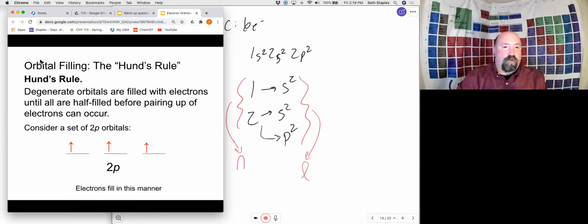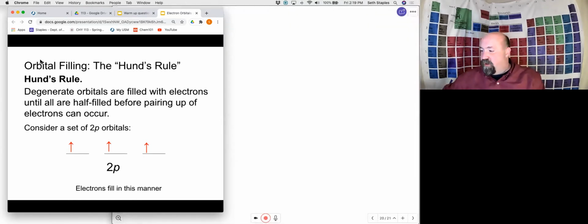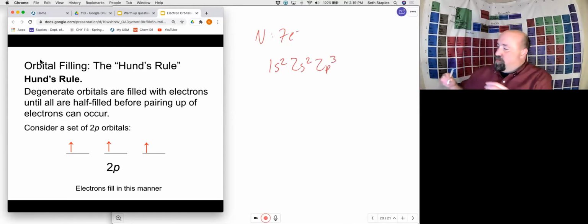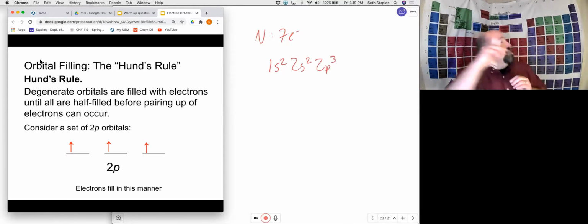Hund's rule tells us that, for instance, if we're looking at the configuration of nitrogen, with its 7 electrons, we're going to be 1s2, 2s2, 2p3. And so what we're going to do with these orbital filling diagrams is start showing these as the electrons in individual orbitals.